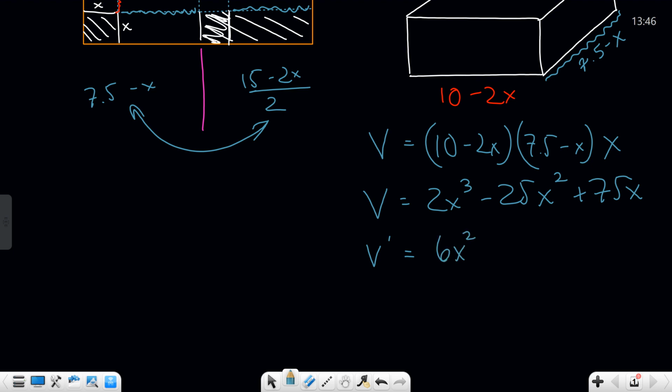6x squared minus 50x plus 75. What quadratic? Most of the maximum problems that I've ever seen on the AP test are on the calculator portion. Therefore, you should not struggle with finding the values of x. You have a calculator, use it. You should have the quadratic formula on your calculator, use it. And tell me what x is.